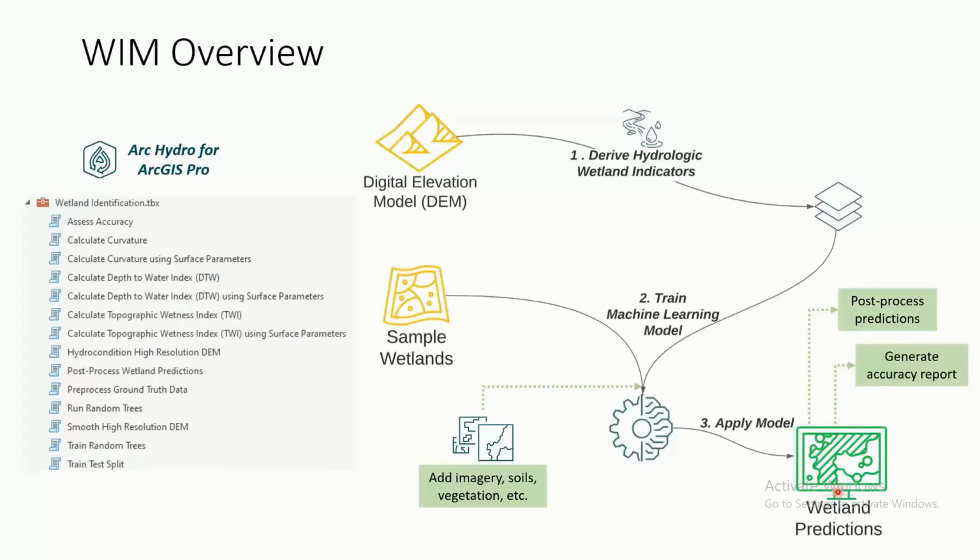And then after you have your wetland predictions, we have new tools that will post-process those predictions with just some simple geometry functions, and you can also automatically generate an accuracy report. Now from here, I want to dive into some components of this workflow and just try to remove any sense of a black box that's included here. So we're going to talk a little bit about the step 1, deriving the hydrologic wetland indicators, and then we're going to spend some time hopefully demystifying machine learning and the specific algorithm we're using here, which is random trees.